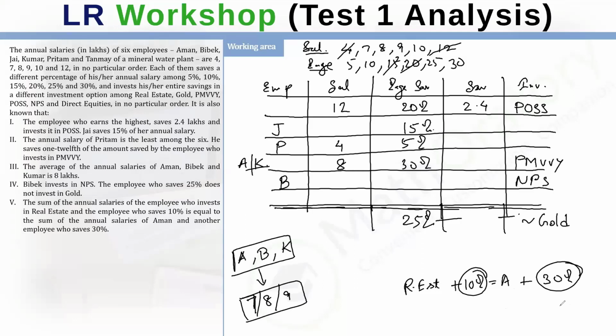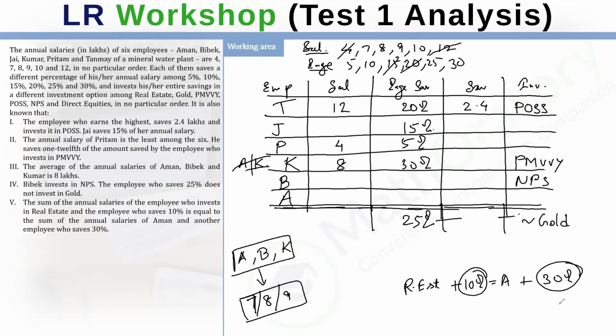Oh, by the way, this one says Aman and another employee. So this is indirectly telling me that this is K. This is good, by the way. And Aman cannot be this person. So this has to be Aman. Oh, a lot of this is done. This is Tanmay. This is 7 or 9, right? Aman and this thing. Okay, let me work on this one.